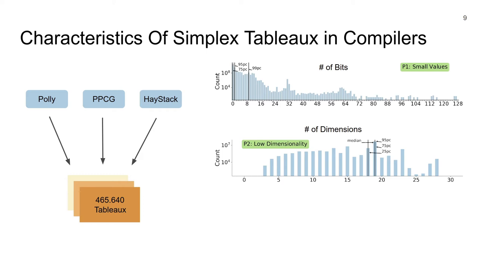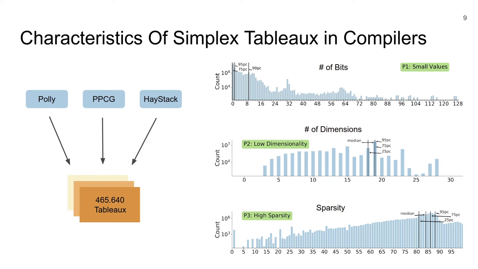Finally, let's look at sparsity. Again, across all tableaus, we see that our median sparsity is 84%, so our tableaus have high sparsity. Now, can we exploit these properties to tailor a simplex solver for compilation?